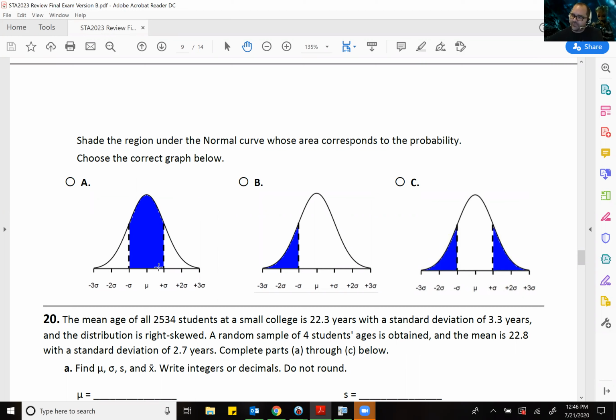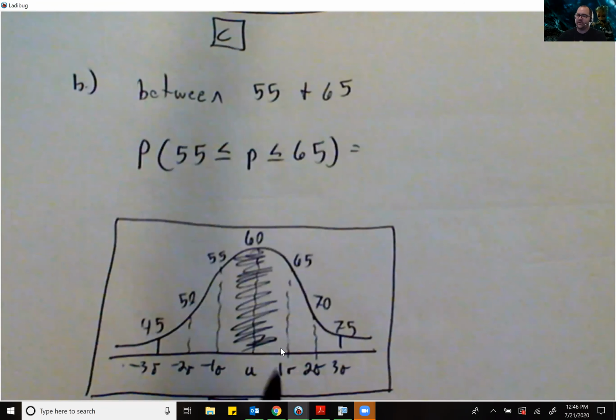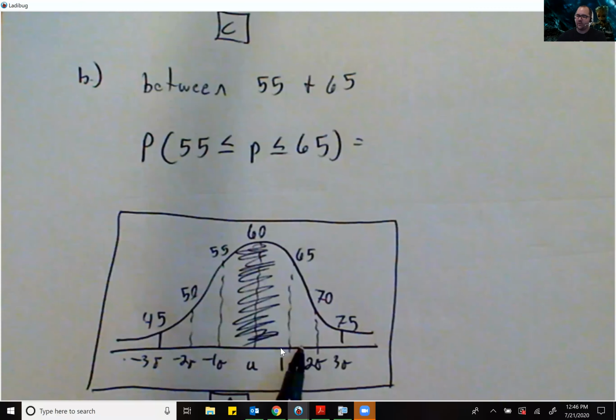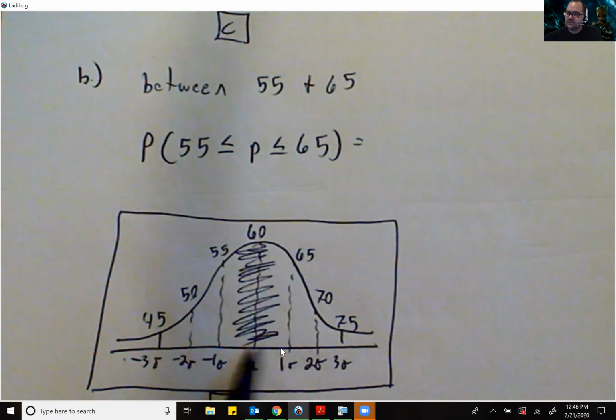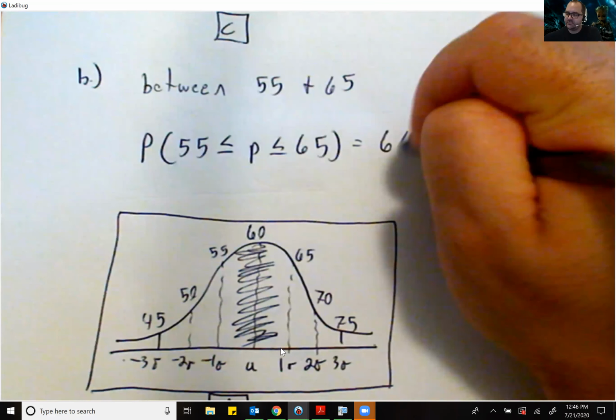And the cool thing about this is, we can use the calculator, but we really don't need to if we don't want to. You are between one standard deviation on this, and we just talked about that a moment ago. How much of my percentage is in here? That's 68%.